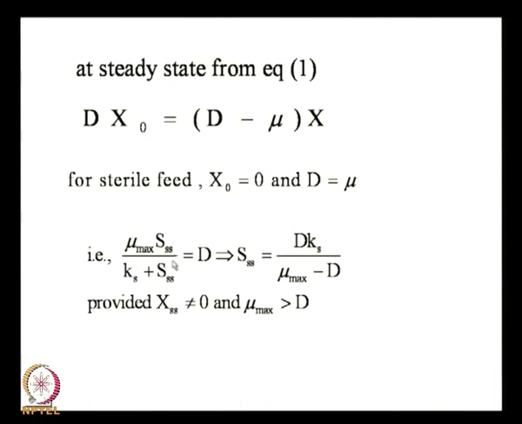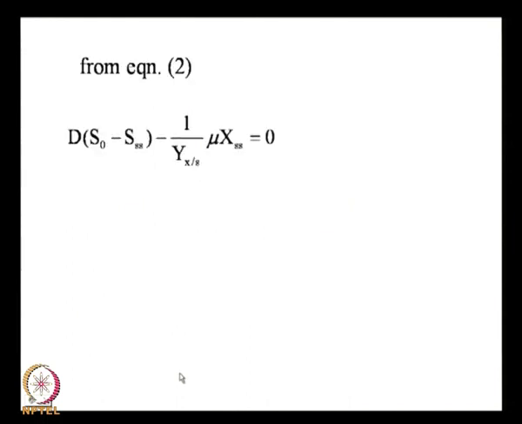Now, when you put mu max s over k plus s equals d, then SS, the steady state substrate concentration, is dKs over mu max minus d. Provided that XSS is not 0, of course, and mu max is greater than d. Mu max has to be greater than d, because if mu is greater than or equal to d, then this fraction is always less than 1. So, mu max obviously has to be greater than d.